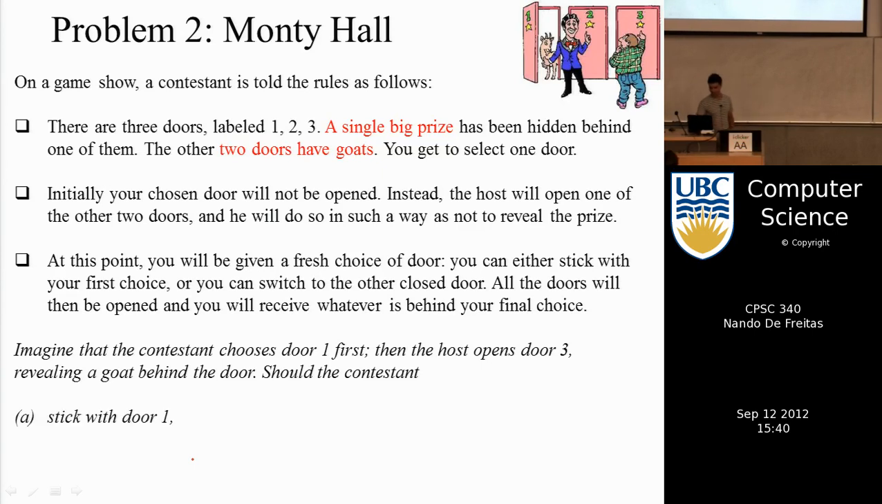Actually my drawing doesn't match my number, sorry about that. Let's say you open door 1, I open door 3, and there's only a goat there, and then I give you the choice to stick with door 1. How many people would stick with door 1? 1, 2, 3, 4, 5, 6, any more? Door 1 gets 6.